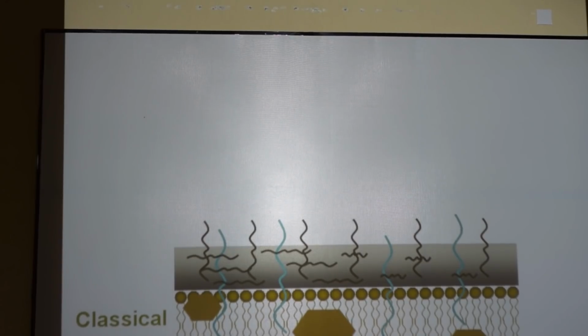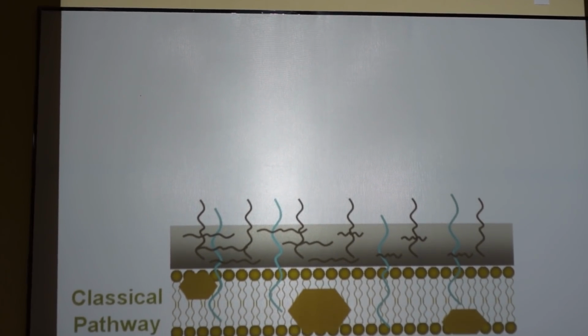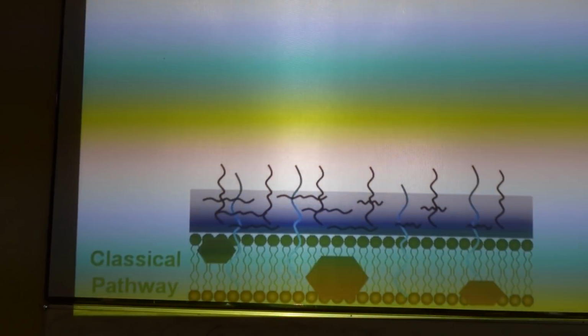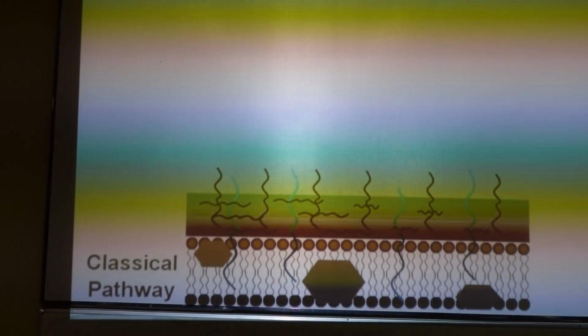We'll go first to the animation. We'll see all the steps that we saw here. So this is a bacteria, okay? You can see the wall of a bacteria. What will happen in the classical pathway?